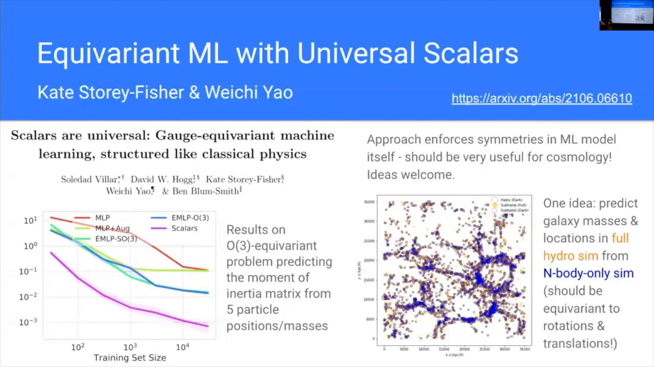And this is not quite as clean an equivariant problem as predicting the moment of inertia, for example, but it still shouldn't depend on rotating your box or translating all your particle positions one way or another. And so we think that this model should be able to help with this problem. And if you have other ideas of problems you think would be fun to apply this method to, we would love to hear them.